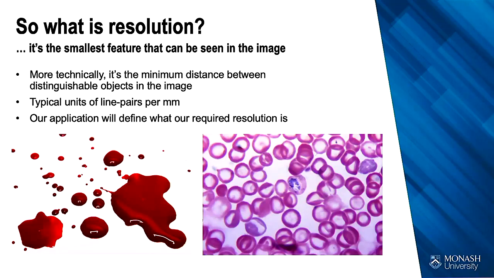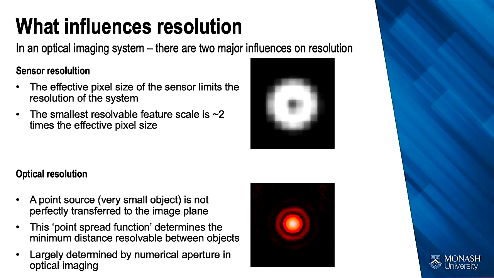Okay. So what influences resolution? Essentially, most of the parts of the imaging system will influence resolution. There's two main factors with the resolution of your imaging system. The first one there is sensor resolution. So this is talking about a digital sensor. Essentially, if your pixels aren't small enough, you won't be able to see things.